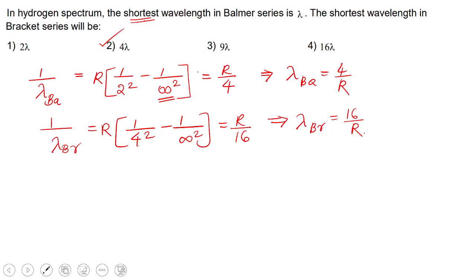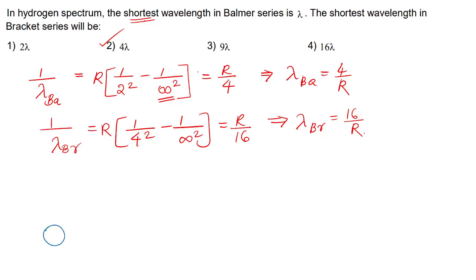In this question, in a hydrogen spectrum, the shortest wavelength in Balmer series is lambda. Remember, in hydrogen spectrum, the shortest wavelength in Balmer series. What do you mean by this Balmer series? What is the Balmer series?